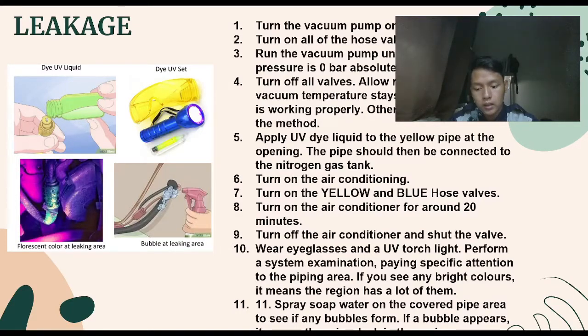So the next part is the leakage procedure. I will give my overview. First of all, we need to put in the dye UV liquid. We need to have two components, which are the dye UV liquid and the dye UV set. The dye UV liquid we need to put into the hose, and then we check it with the dye UV set, which is glasses and the torchlight.